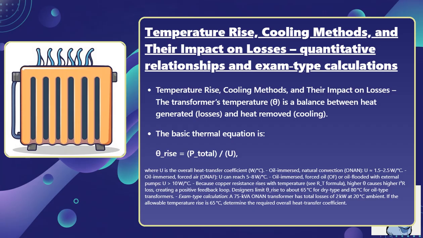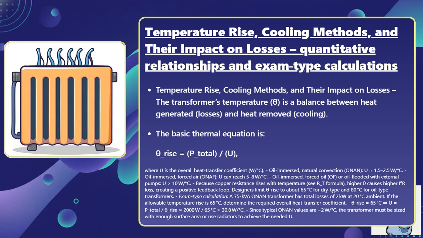A 75 kilovolt ampere ONAN transformer has total losses of 2 kilowatts at 20 degrees Celsius ambient. If the allowable temperature rise is 65 degrees Celsius, determine the required overall heat transfer coefficient. Theta rise equals 65 degrees Celsius results in U equals P total divided by theta rise equals 2,000 watts divided by 65 degrees Celsius, approximately 30.8 watts per degree Celsius. Since typical ONAN values are about 2 watts per degree Celsius, the transformer must be sized with enough surface area or use radiators to achieve the needed U.